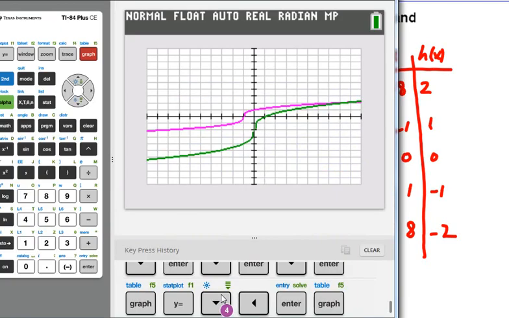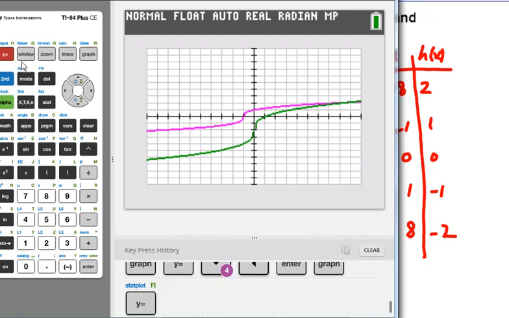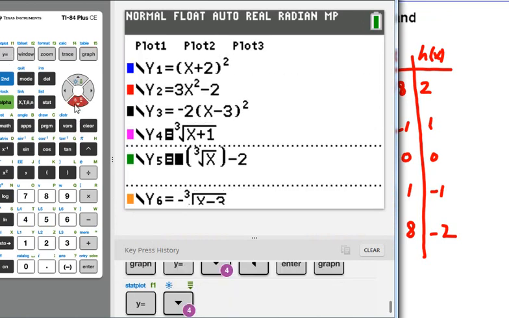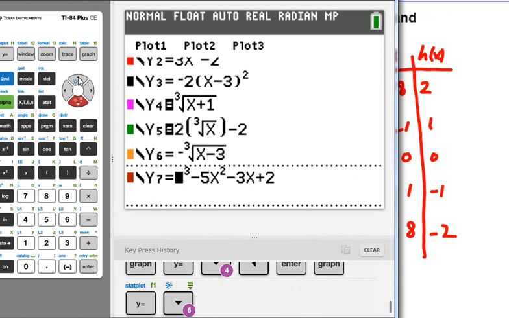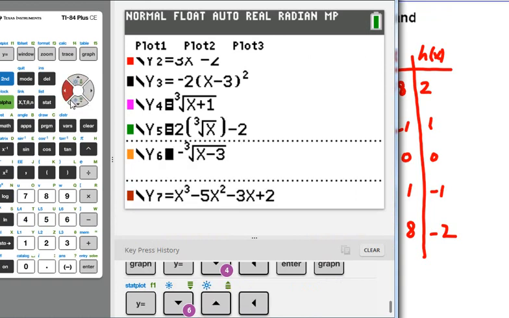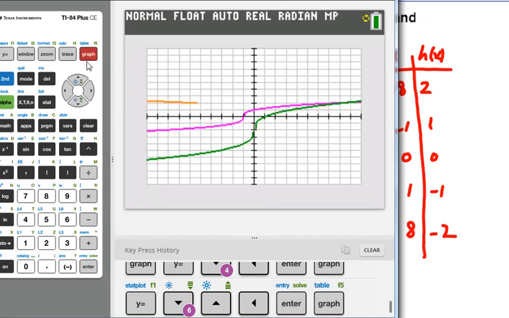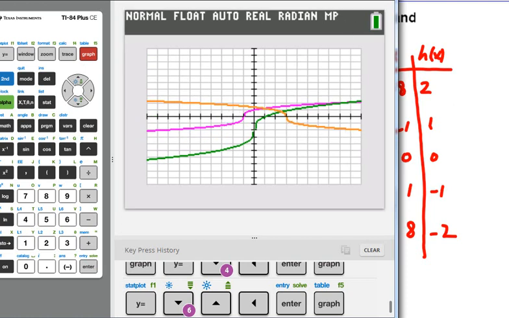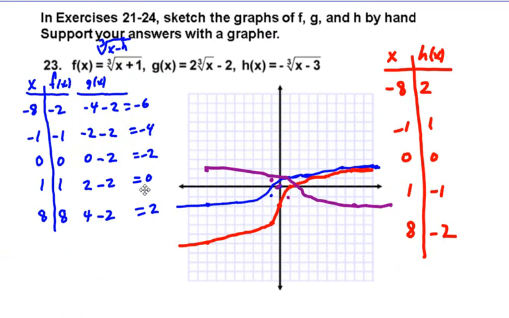So again, we go to the calculator, y equals, go down and activate function 6, which should be in orange, looks like, and see if we are turned upside down and shifted 3 units to the right. There we go. It's just like the magenta one, but turned upside down, shifted 3 units to the right. Check. Okay, so there we have it.